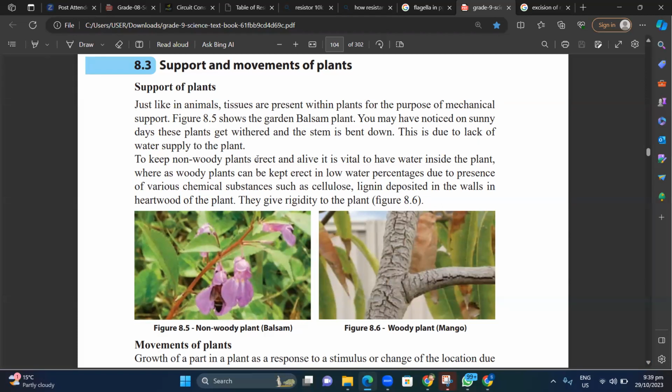The rigidity is affected because it's not a woody trunk. A woody trunk can stay strong even without water for some time, even after the tree is dead, like the wood we use for windows and doors, because it is a woody trunk. But if it is non-woody, it's erect and alive when water is inside the plant, but when water is not there, it's basically lower, when the water percentage is very low.